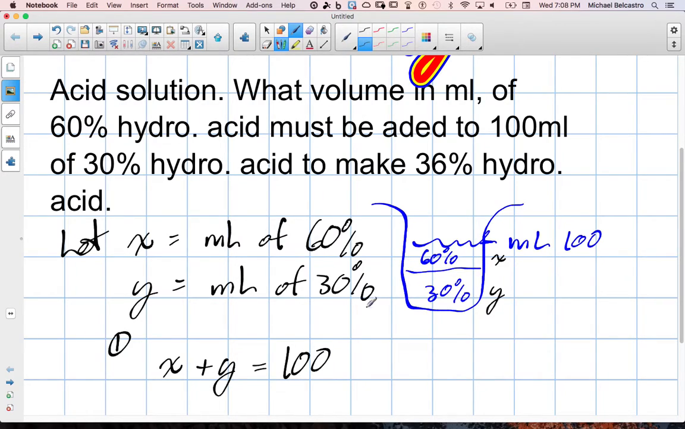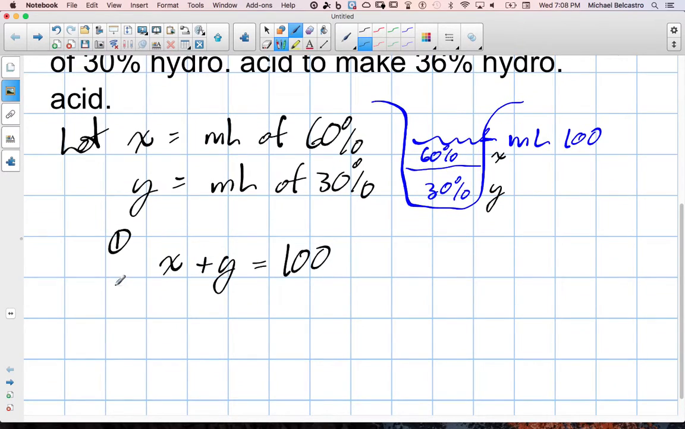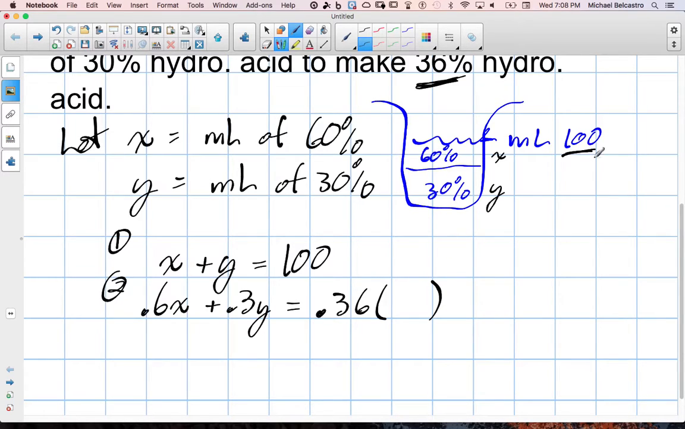Okay. The second equation, where it becomes a little difficult to set up. The second equation, we attach the percentages to the milliliters. Okay. So what we do is we find 60% percentage converted to a decimal is 0.6. We're okay with that? Yes. Okay. So 0.6x plus 0.3y is equal to, and because we need 36, that's what's really important here, we need 0.36 times whatever the total milliliters was. Well, we know what the total milliliters was. It's 100. So we're actually going to multiply it by 100.